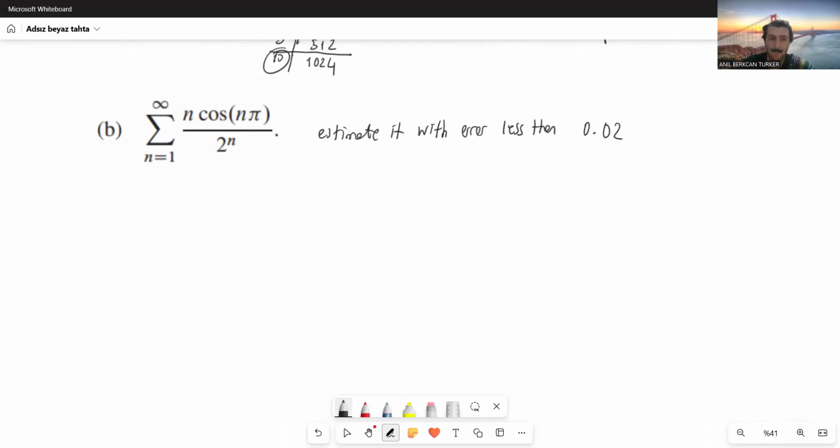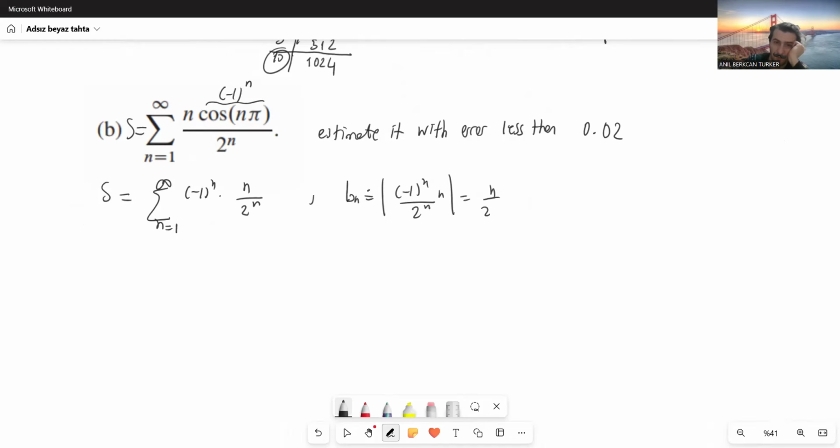0.02. So first, let us understand this series S is an alternating series, because we can apply this alternating series estimation only to alternating series. So, observe that this can be written as minus 1 to the power n. So this whole series is minus 1 to the power n times n over 2 to the power n. Okay. So this is my alternating part. This is the always positive part. So b_n, let me define, minus 1 to the power n times b_n, where b_n will be n over 2 to the power n.